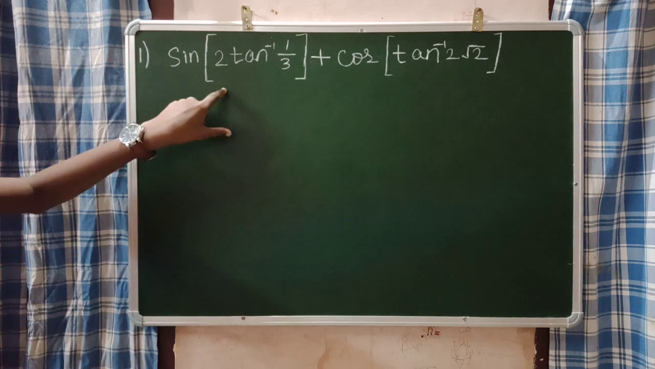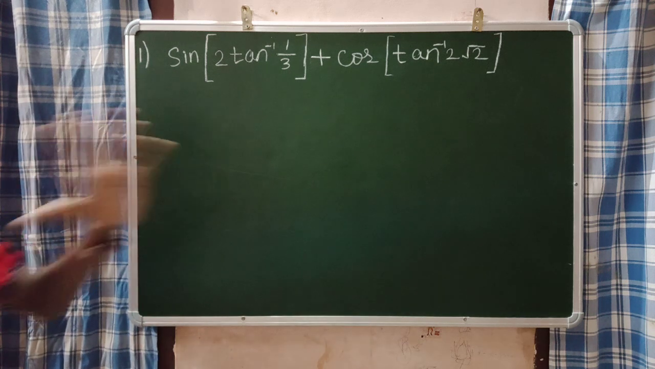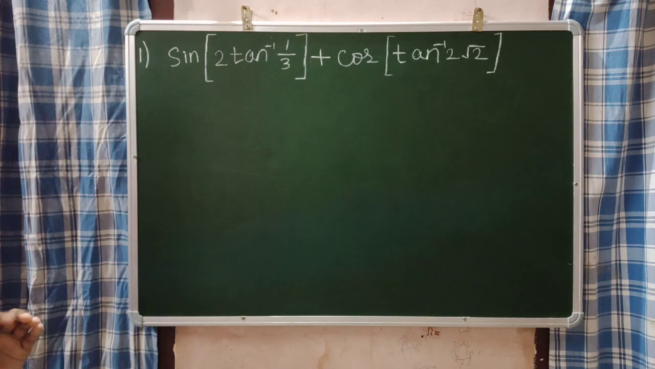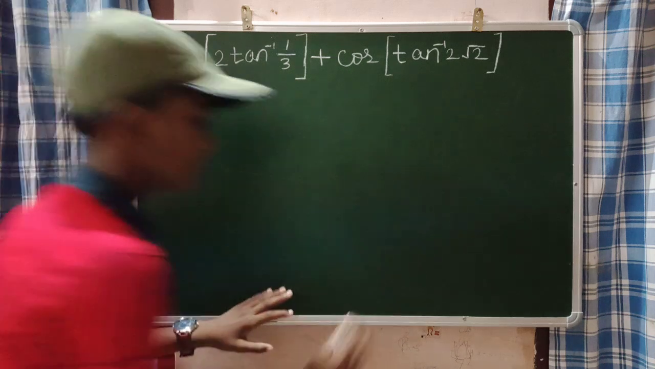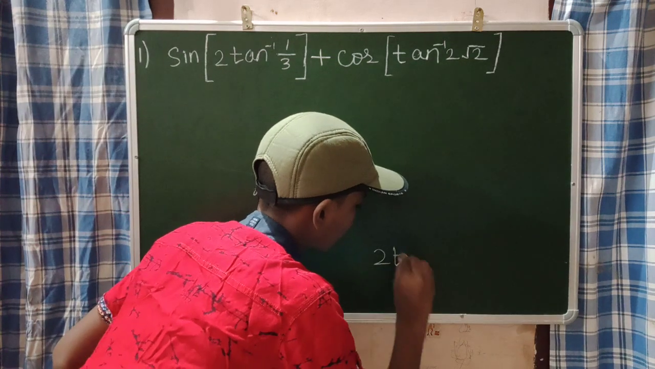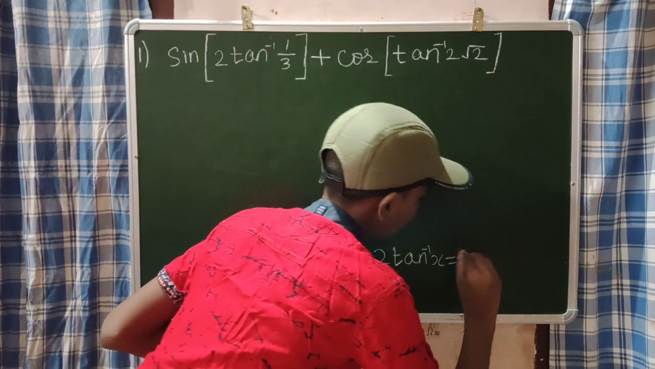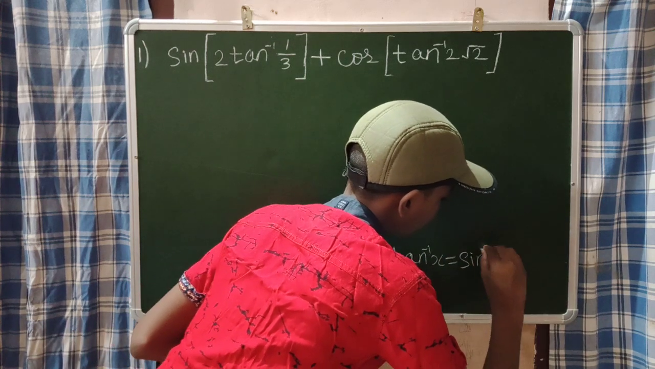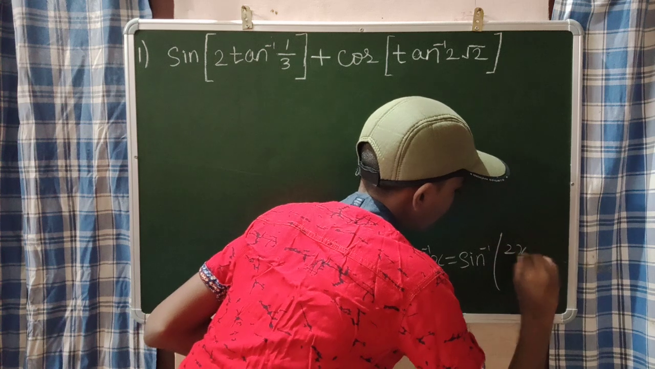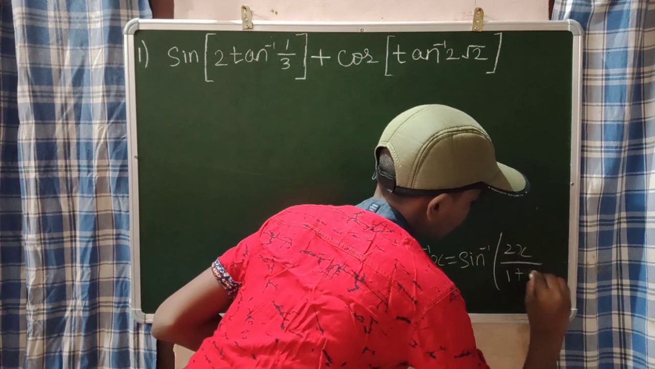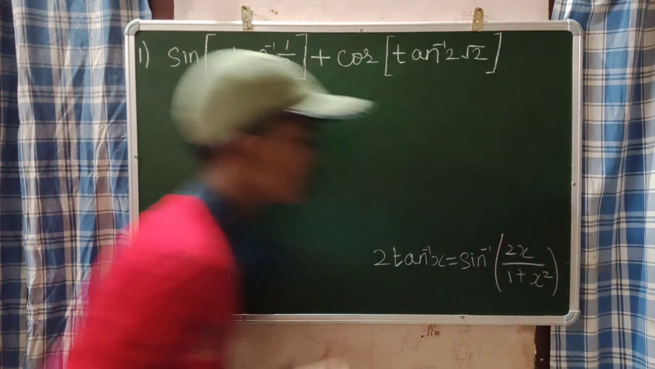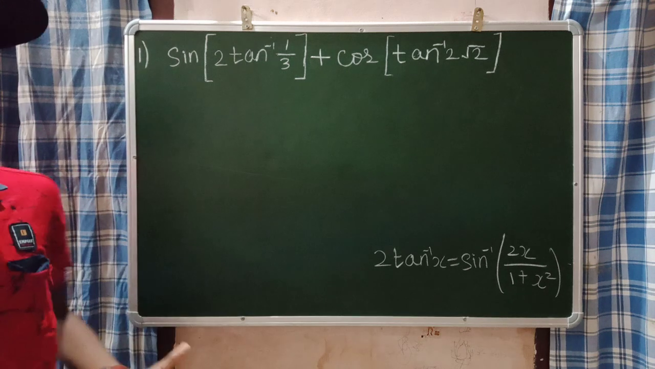So, if I need to convert this 2 tan inverse of 1 by 3 into sine inverse, what I need to do is, I'm going to use a formula. That is, you guys know now guys, 2 tan inverse of x is equal to sine inverse of 2x divided by 1 plus x square. This is one of the inverse trigonometric formulas which you guys must need to know.